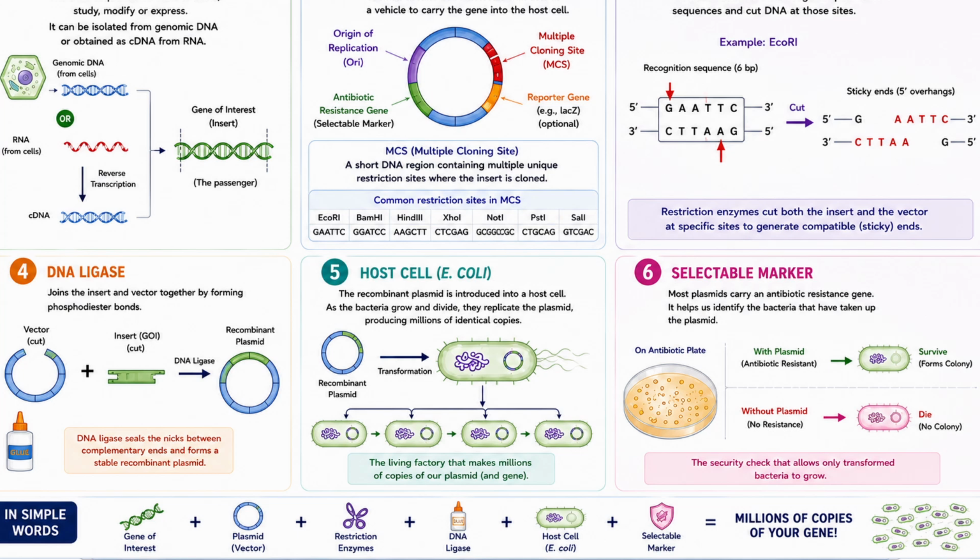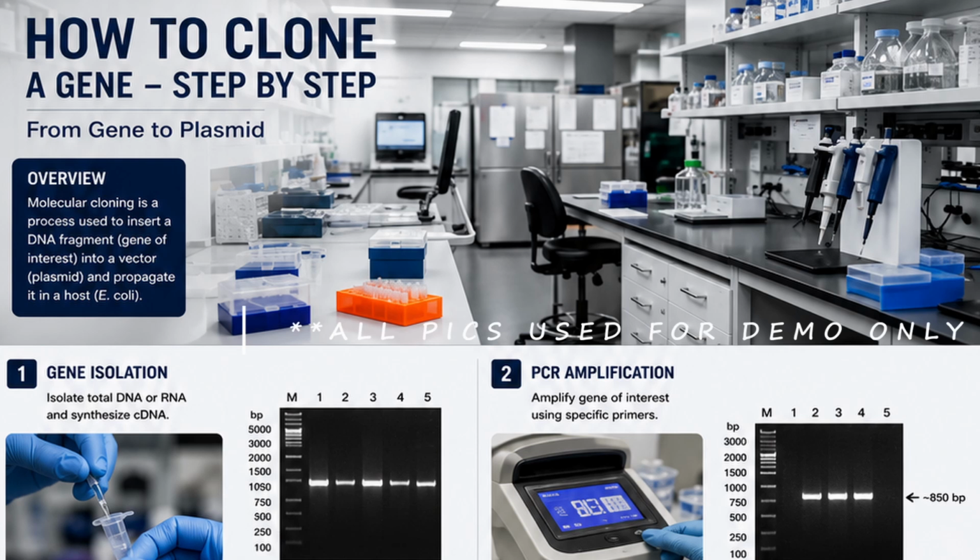In other words, the gene of interest shows what you want to clone. The plasmid acts as the vehicle. The restriction enzymes cut the gene and the plasmid, and DNA ligase seals them together. E. coli, the host cell, gets that recombinant plasmid and makes millions of identical copies of it, and finally the selectable marker identifies those bacteria that are actually carrying your recombinant plasmid. So now that you understand these 6 components, the actual cloning procedure becomes much easier to follow. So what is molecular cloning?